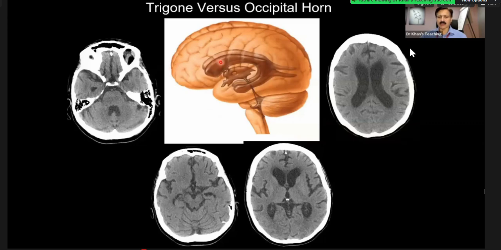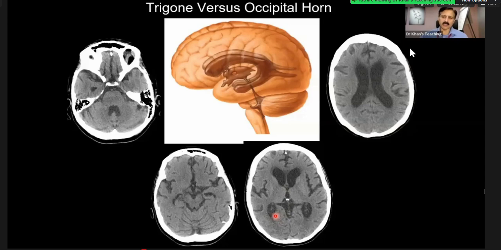So if the slice is going like this, this is the level of the body. Posterior to the body is going to be the trigone. Look here, frontal horn, body, and trigone. On the other hand, if the slice is going here, this is the third ventricle, this is the occipital horn, again trigone is there. Occipital horn is here. Now, usually occipital horns are not well seen unless the patient is of advanced age, with a slightly atrophic type of brain. But they have shown cases in the exam where, because the occipital horn is dependent, the patient is lying down and there might be intraventricular hemorrhage sitting in the occipital horn.